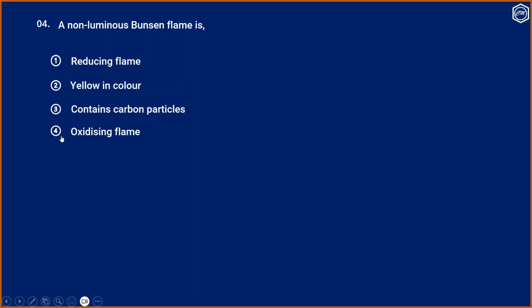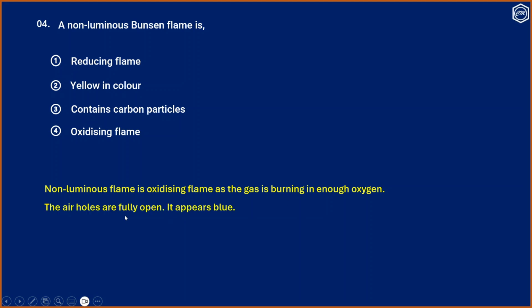Question 4. A non-luminous Bunsen flame is: 1, a reducing flame; 2, yellow in color; 3, contains carbon particles; and 4, an oxidizing flame. Non-luminous flame is an oxidizing flame as the gas is burning in enough oxygen. The air holes are fully open and it appears blue.